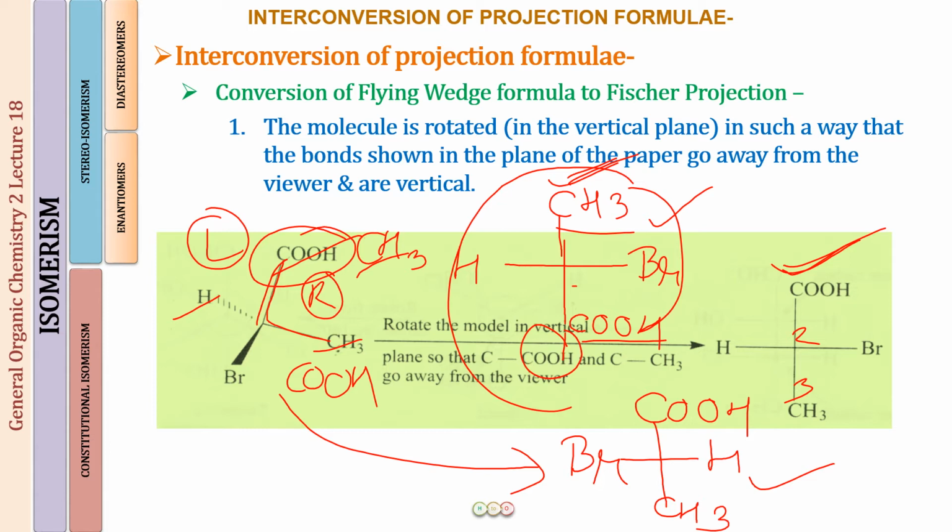You can test it also, because in the last lecture when we were discussing the Fisher projections, I told you about the characteristics of the Fisher projection, and we learned that if we rotate the molecule by an angle of 180 degrees in the plane of paper, the configuration will not change and the molecules that we have are identical. But if we rotate the molecule by an angle of 90 degrees, then the configuration is going to change. We have rotated it by 180, so the molecule remains the same. So this is one thing that you have to remember.